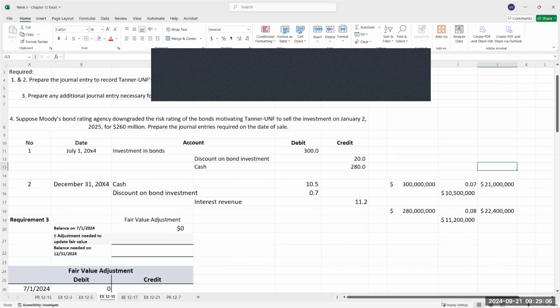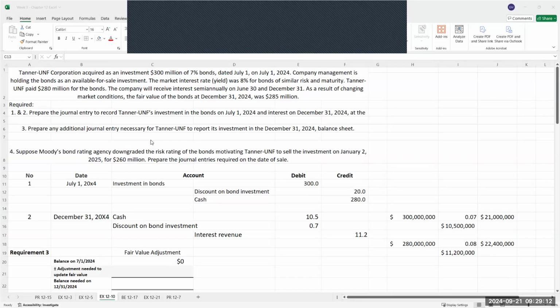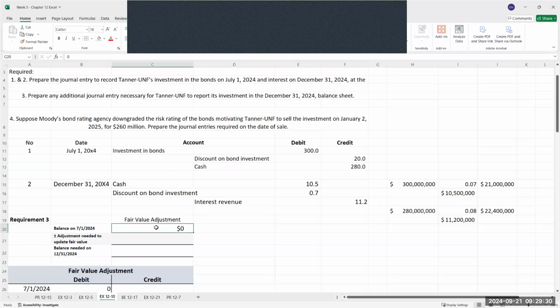Now we need to factor in requirement 3. So requirement 3 states, prepare any additional journal entry necessary for Tanner UNF to report its investment in the December 31st, 2024 balance sheet. So again, here it's letting us know that as a result of the changing market conditions, the fair value of the bonds at December 31st was $285 million. So we know we purchased the bonds July 1st, so therefore the beginning balance is 0, but we need to determine what balance is needed as of December 31st.